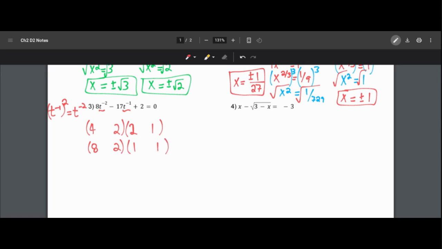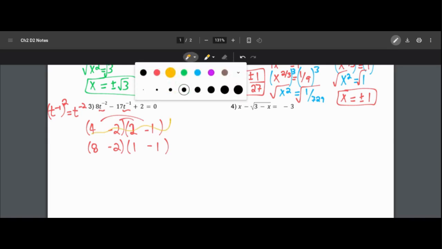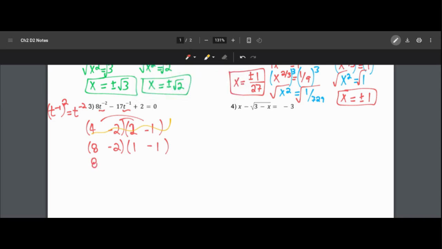And then I got to see which ones work. So I know it's going to be negatives. So I have either negative 4 minus 4. That's going to only give me 8, so that's out. And the other one is going to give me negative 8 and negative 2. That's negative 10. But if I switch them around, I could have 8 minus 1 and 1 minus 2. That's better. That's going to give me negative 1 and negative 16. So that gives me the negative 17 that I'm looking for.